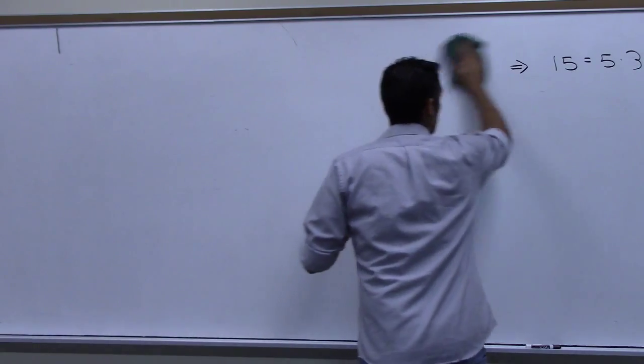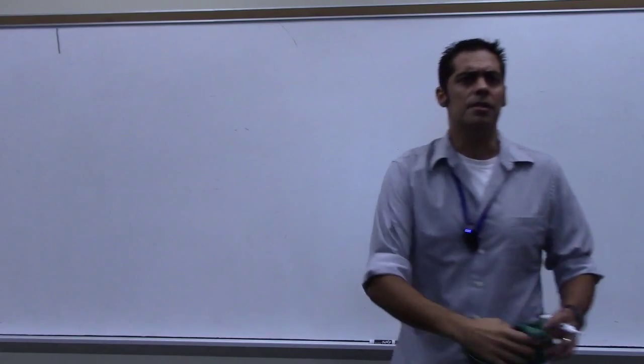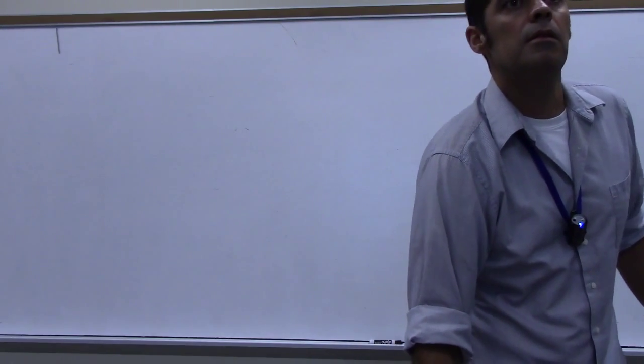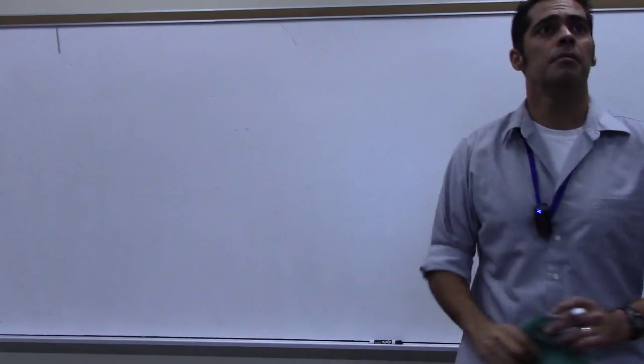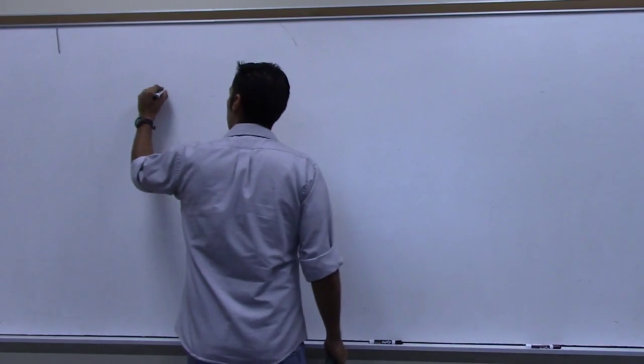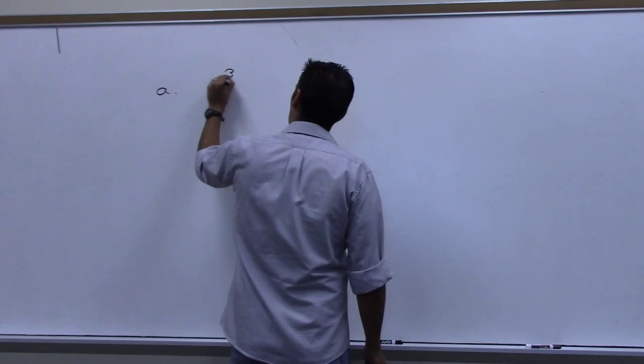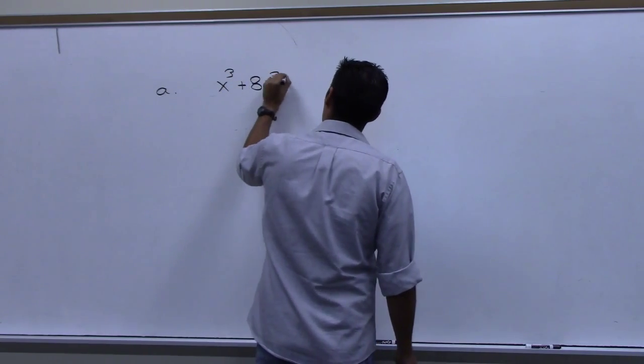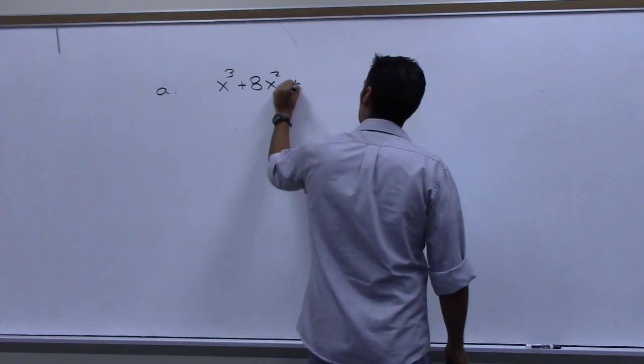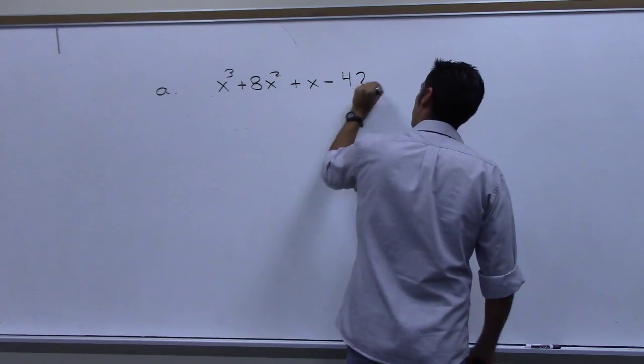And I'm going to do the problem that we just did, I think. Let's see, is that my first example? Yeah. Here are the examples we're going to do. But let's start with this first example: x cubed plus 8x squared plus x minus 42.